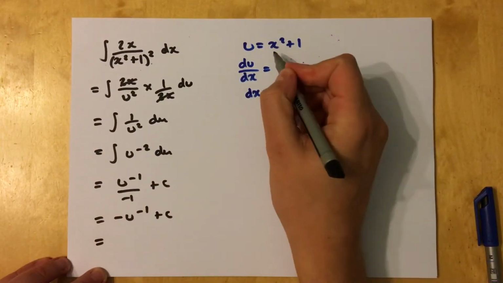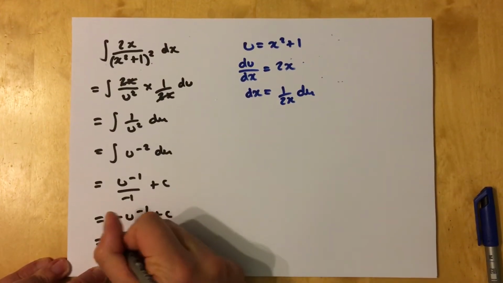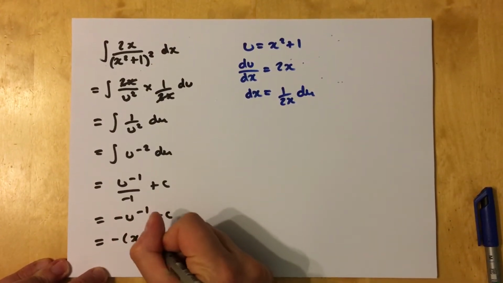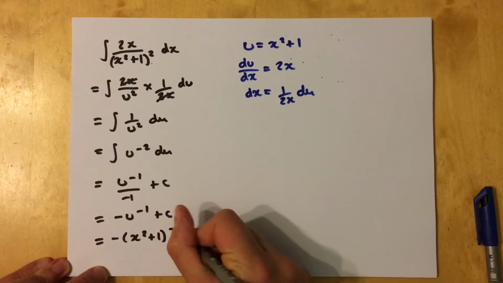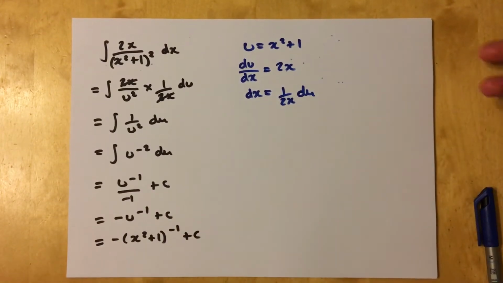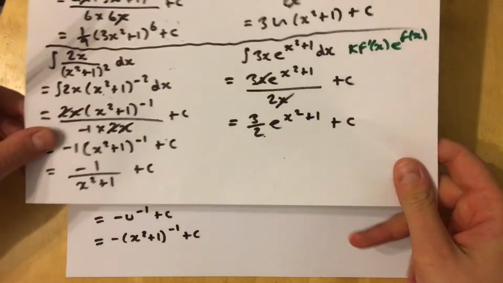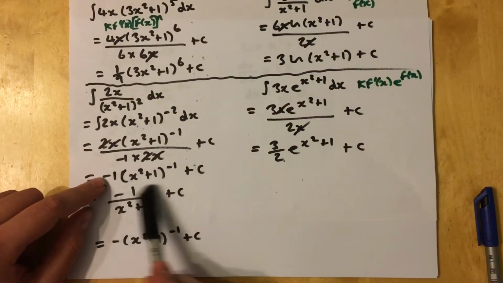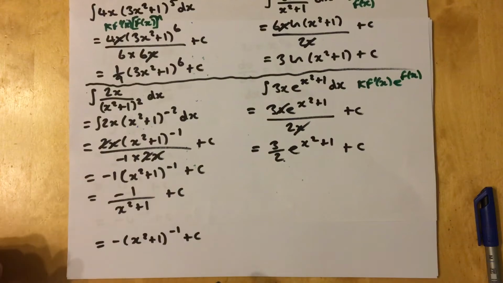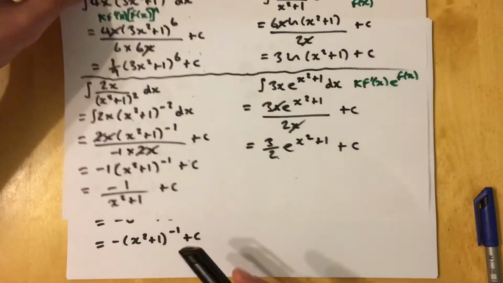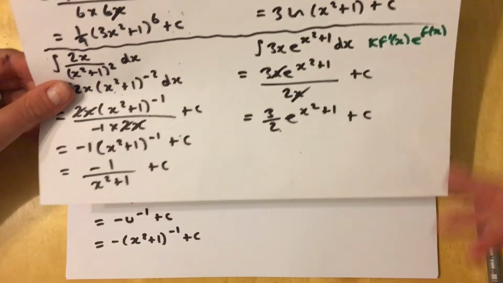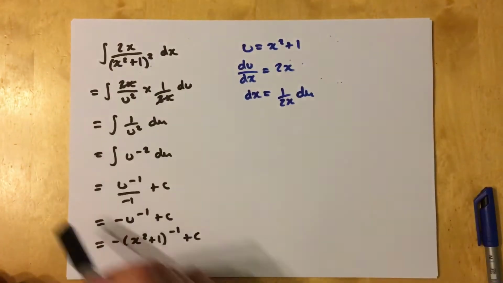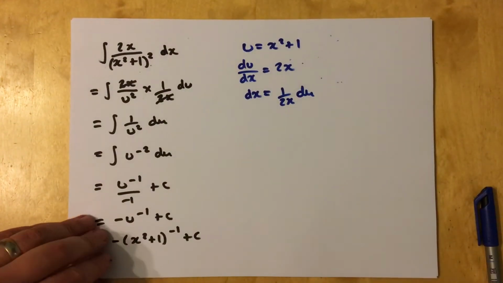And then we just remember to replace u with x squared plus 1 at the end. And again, if we go back to what we did last lesson, we can see that the answer we've got here is the same as what we had at this point. We rearranged it a little bit last time, but it just shows that it's a different way of integrating the same function, using this time integration by substitution.